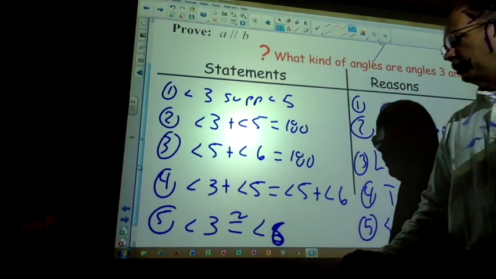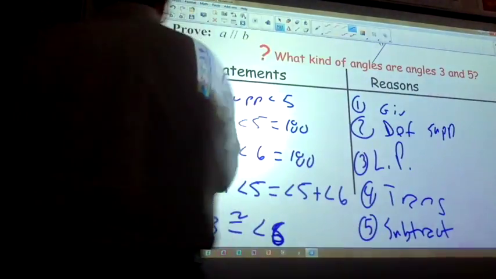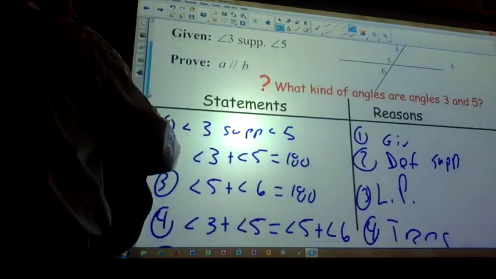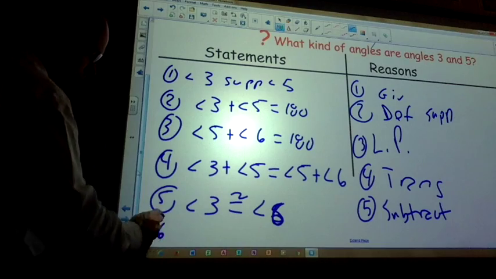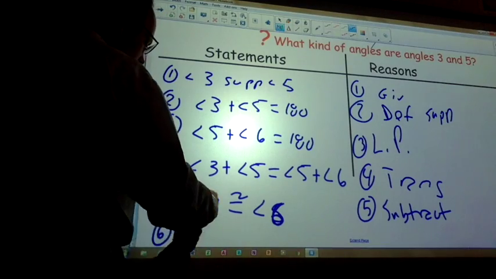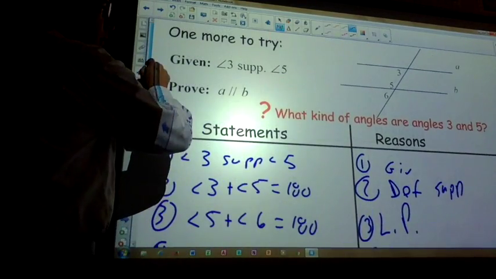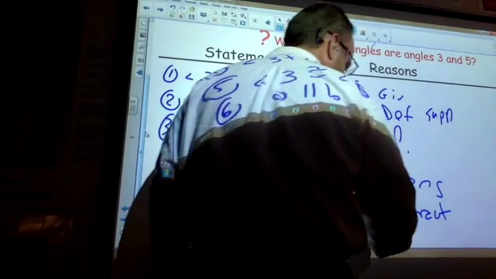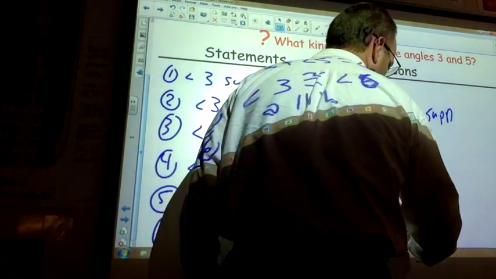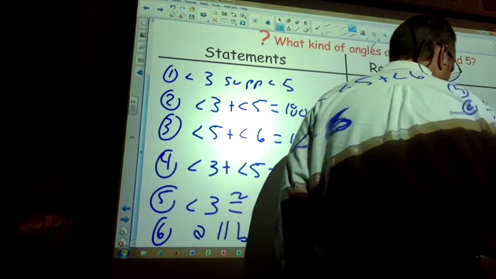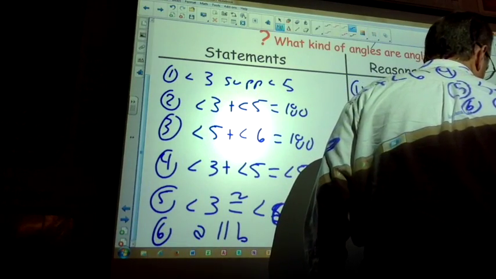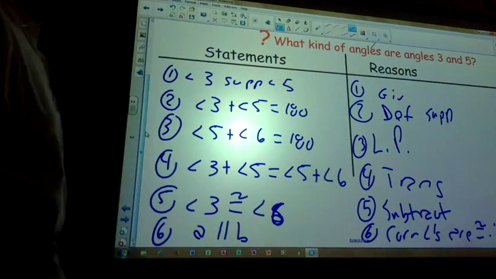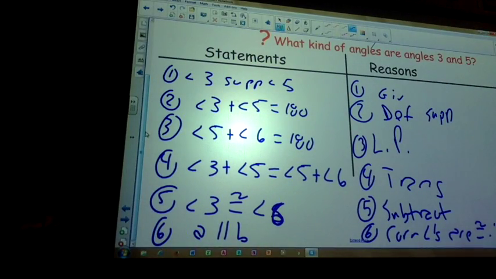Okay, and then angle 6 being that 3 and 6, those are corresponding angles. So we can then say that A is parallel to B. Corresponding angles are congruent, therefore parallel. Perfect.